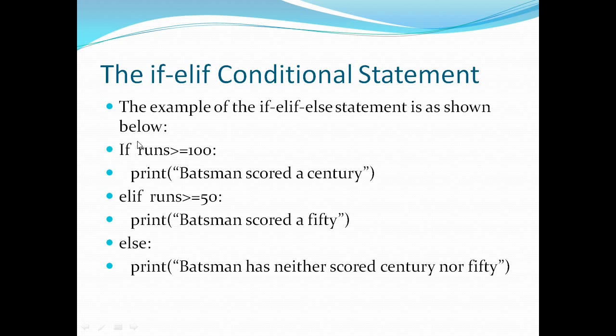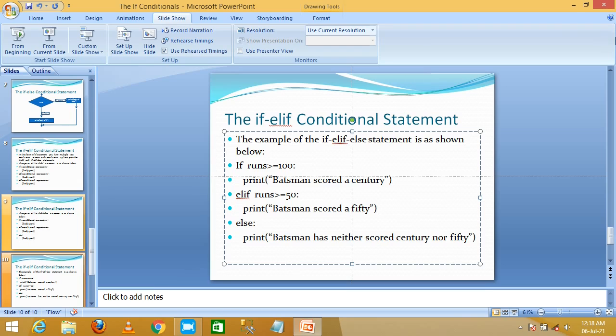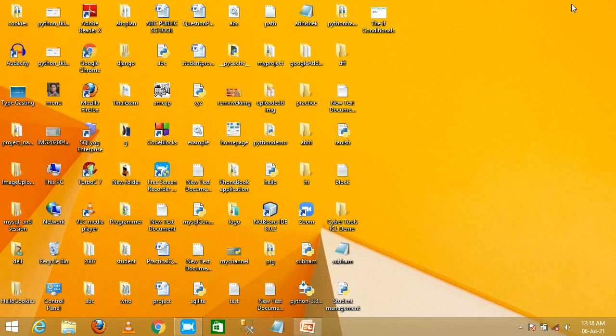If the condition becomes false, control comes to the elif and checks the condition here. Runs greater than or equal to 50, print the batsman scored a 50. If this condition also becomes false, then control comes to the else part and prints batsman has neither scored century nor 50. Now I'm going to explain with a practical example here.